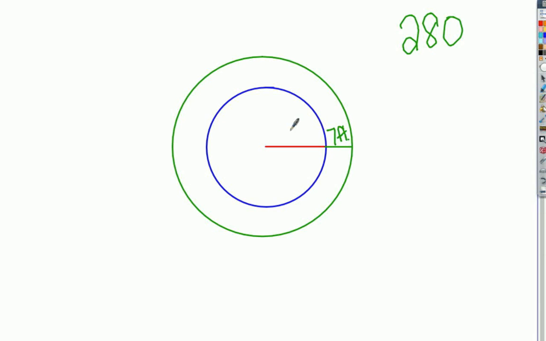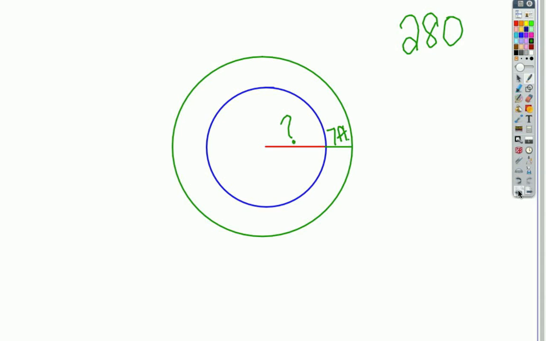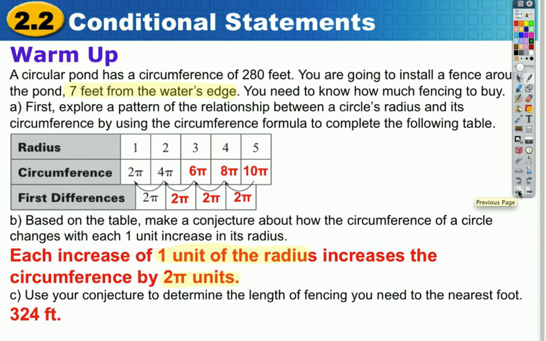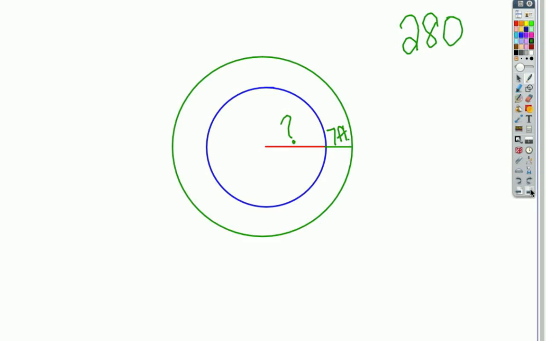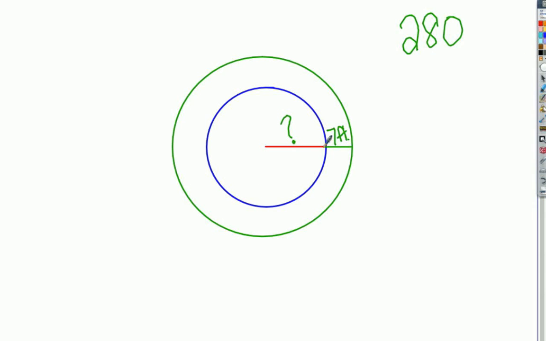So this radius we do not know. So that's what made it confusing, right? But you don't need to know it, because you figured out this. For every increase of 1 unit of radius, we increase the circumference by 2 pi units. If I take this circle and I extend the radius 1 unit, what will happen to the circumference?